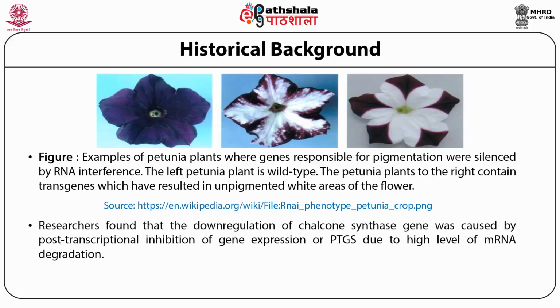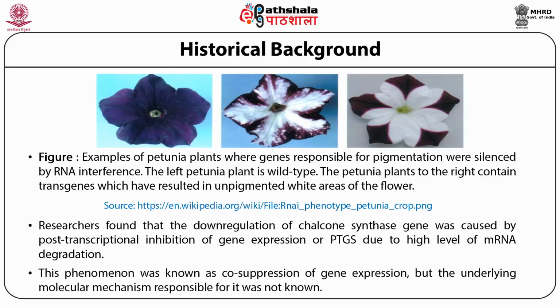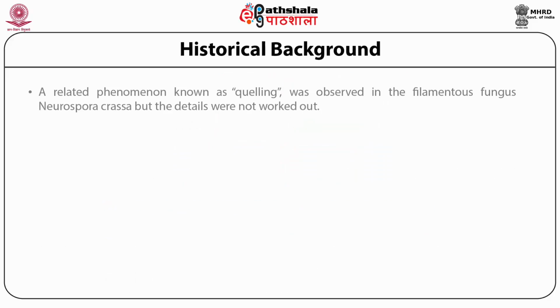The researchers found that the downregulation of chalcone synthase gene was caused by post-transcriptional inhibition of gene expression or PTGS due to high levels of mRNA degradation. This phenomenon was known as co-suppression of gene expression, but the underlying molecular mechanism responsible for this was not known. A related phenomenon known as quelling was observed in the filamentous fungus Neurospora crassa, but the details were not worked out.